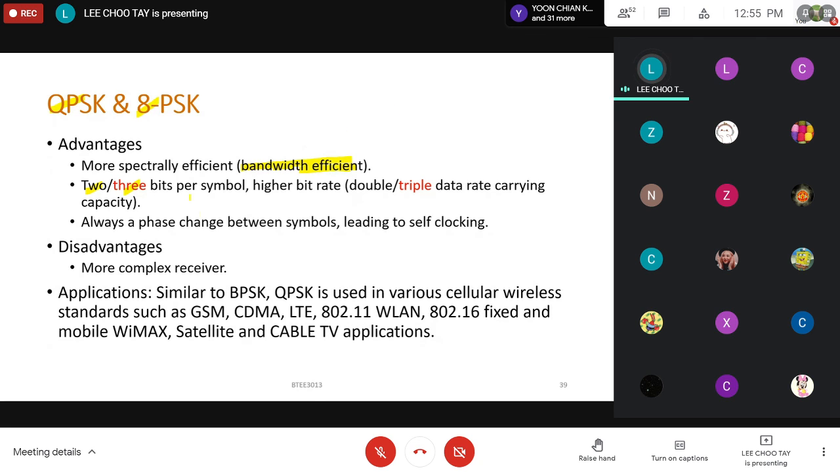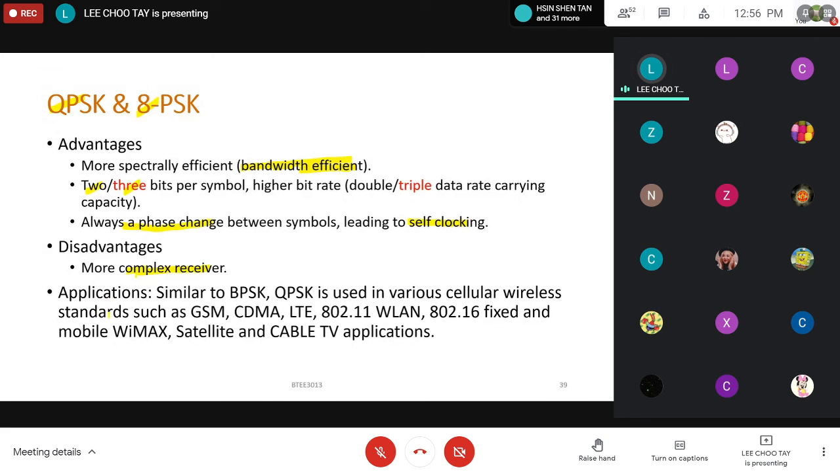And for QPSK and 8PSK also, because we always have a phase change between symbols, the phase change can give us the clock information at the receiver. But the only problem is the receiver is more complex. For BPSK it's just positive and negative only, so you don't really need to differentiate the phase angle. But for QPSK and 8PSK, you need a receiver that can differentiate the phase angle.